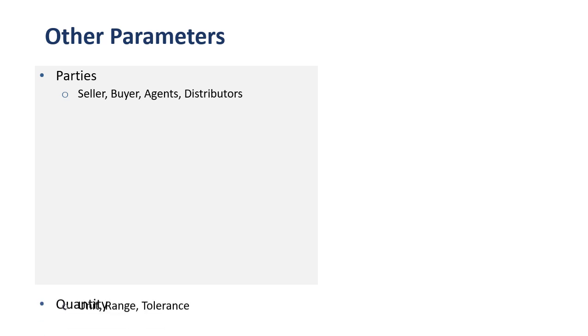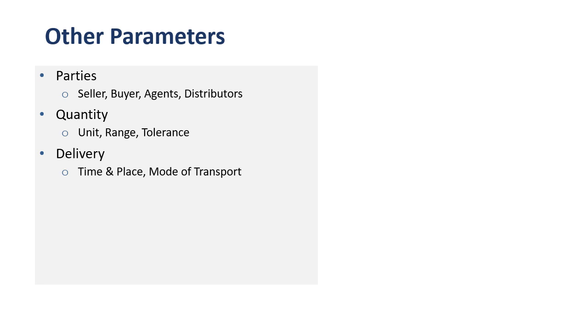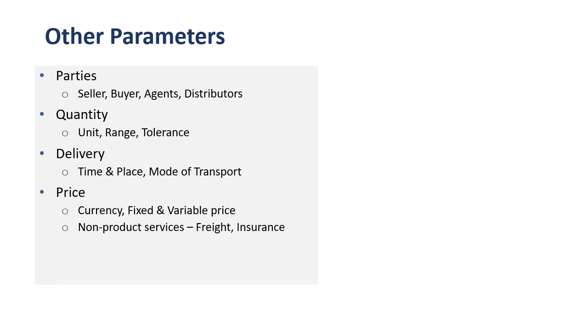Some of the other aspects or parameters which need to be in the contract: who are the parties involved, what is the quantity and the different ways in which quantity is expressed, the unit, the range, the tolerance. Delivery: what is the time, is there an agreed time of delivery, is there an agreed place of delivery, what is the mode of transport to be used, what is the type of packaging to be used. The pricing of that particular transaction: what currency is used, is it a fixed price or linked to a market index, or are there any variable pricing mechanisms, and what are some of the non-product services.